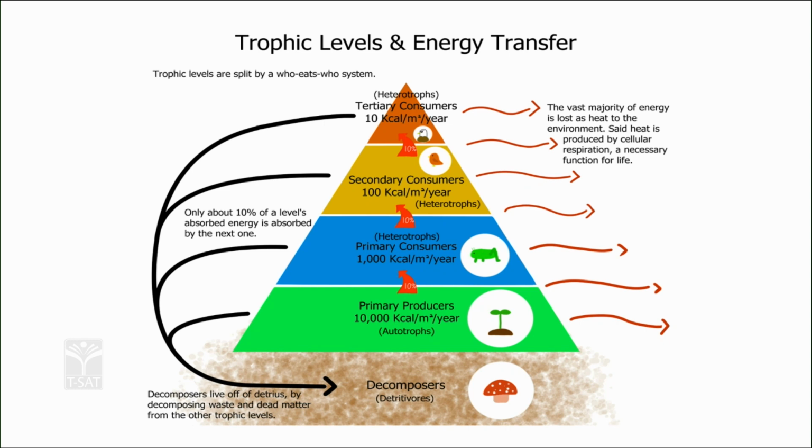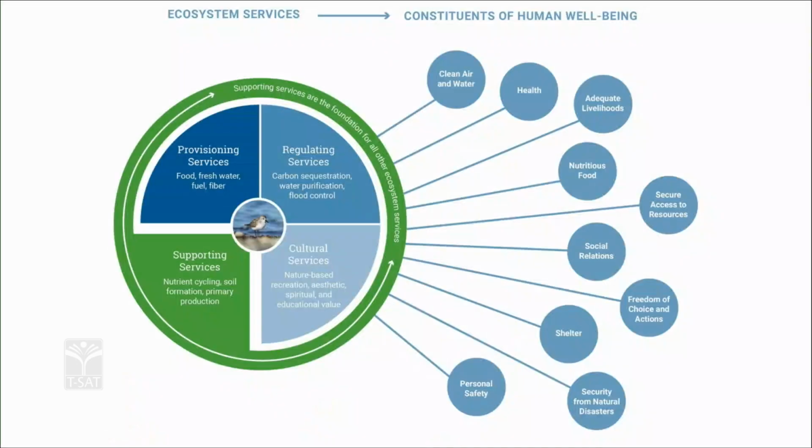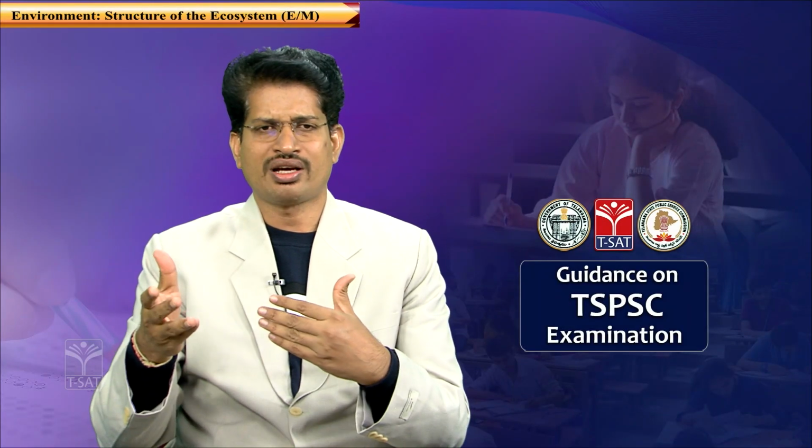So what are these different services being provided by these ecosystems for the survival of different organisms in the environment? These are the different kinds of services being provided by the ecosystem. So this is a service, provisioning services. In these provisioning services, it provides food, fresh water, fuel and fiber. From where are we getting this food material which we are consuming? The food material which we are consuming is being provided by plants and animals.